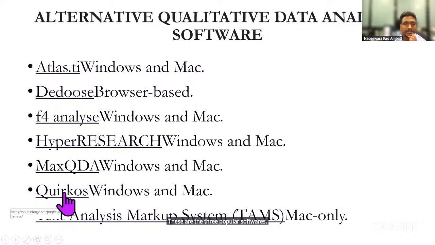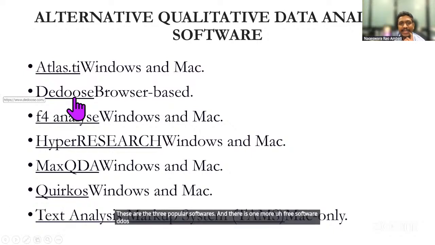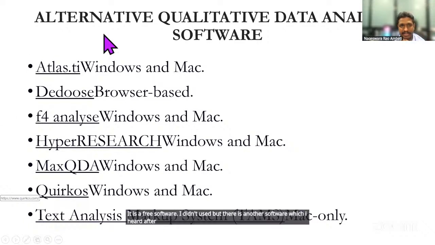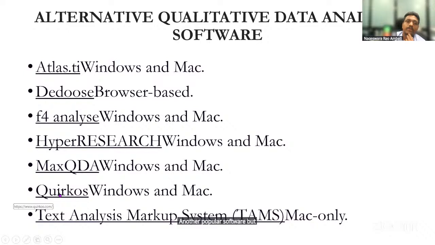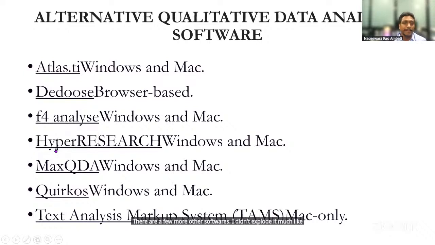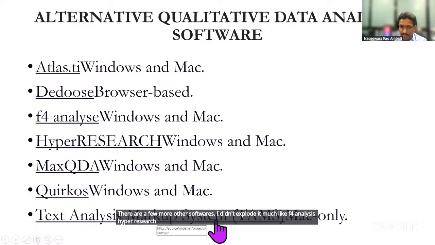And there is one more free software, a browser-based one. You don't need to install it; you can use it in your online browser. It is free software. I didn't use it, but there is another software I heard about, after MAXQDA, ATLAS.ti, and NVivo, another popular software called Quirkos. This is another popular software, but its features are very limited. There are a few more softwares I didn't explore much, like F4analyse, HyperRESEARCH, and TextAnalysisMarkup. I haven't touched them till now, so I can't comment on them further.